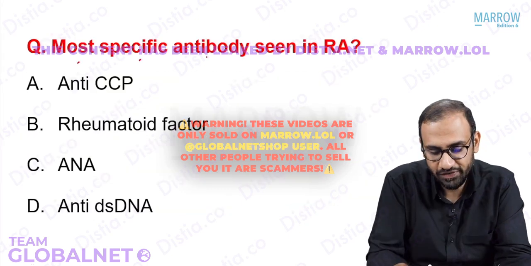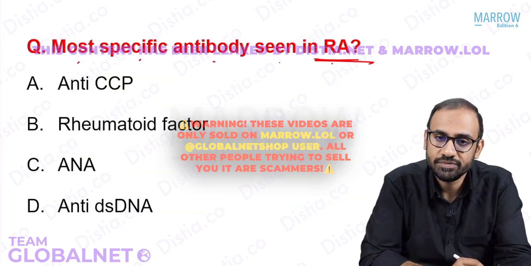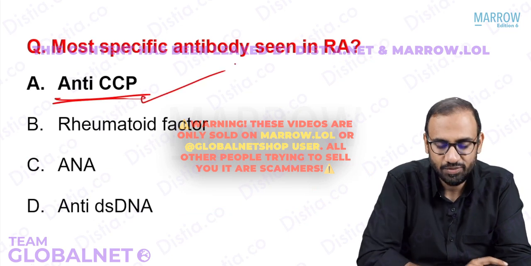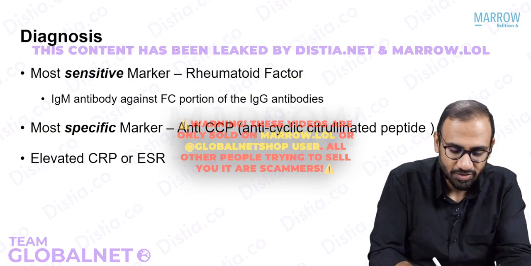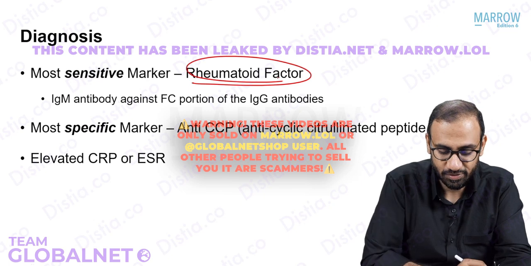Next, most specific antibody seen in rheumatoid arthritis. Yes, anti-CCP is the most specific. Most sensitive is rheumatoid factor. Please remember both for the MCQs.